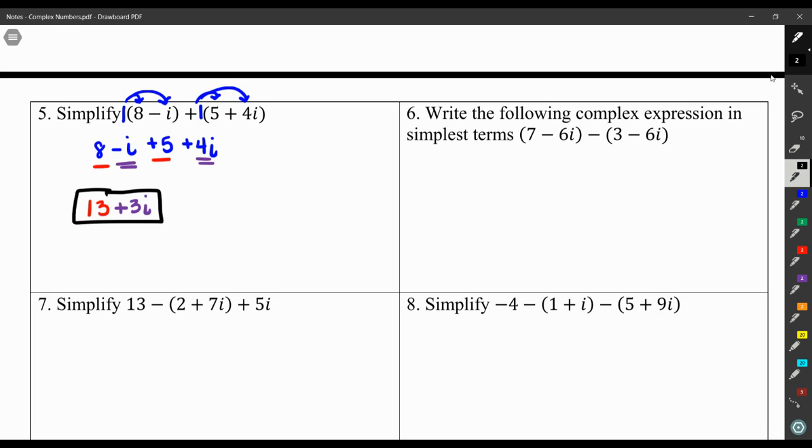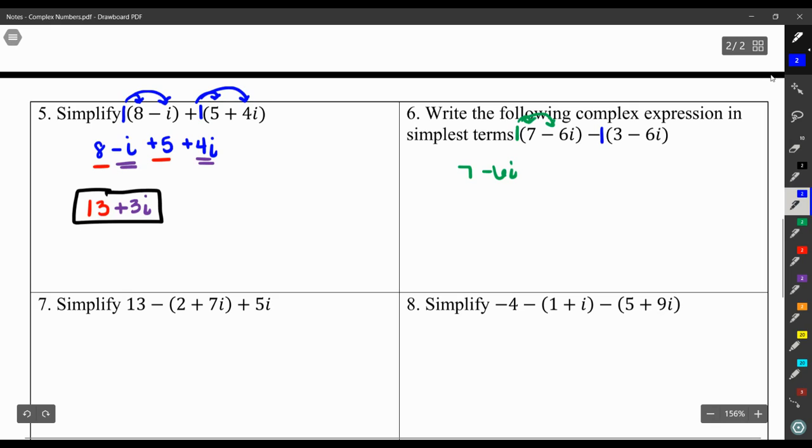For number 6, it's very similar. So on the first parenthesis, you have a 1 on the front, and on the second parenthesis, you have a -1 on the front. So let's distribute. So 1 times 7 is 7, 1 times -6 is -6i, and now we distribute the second -1.